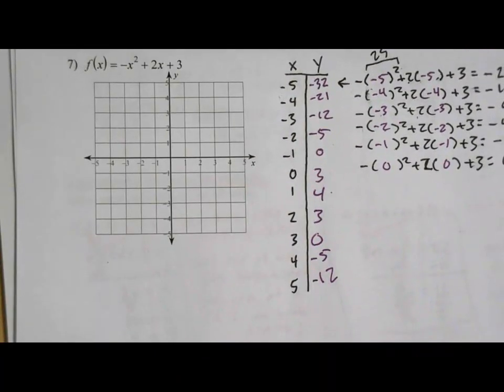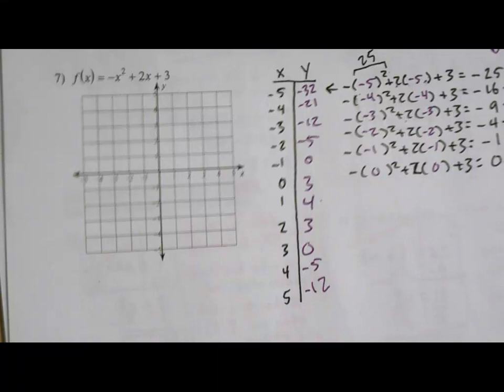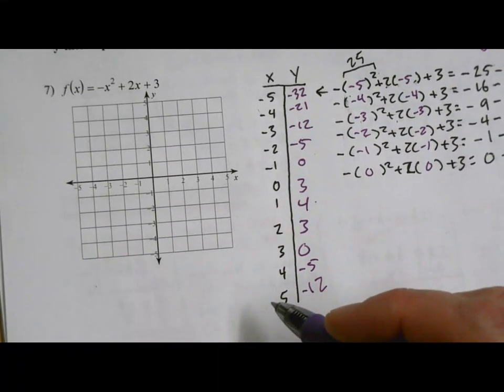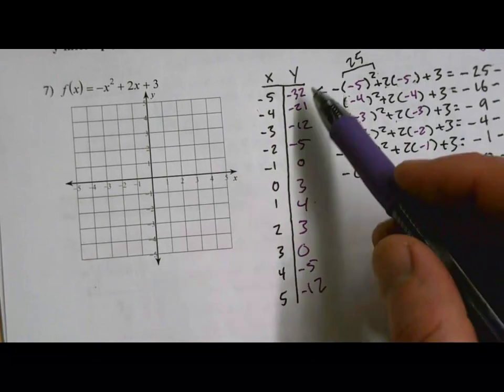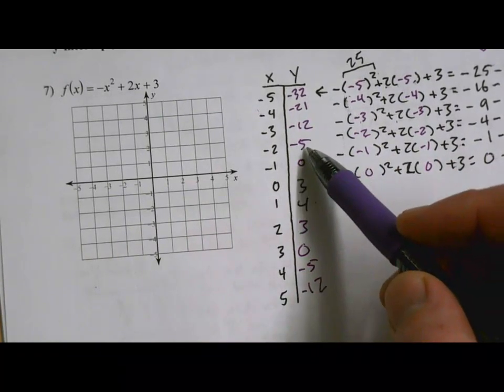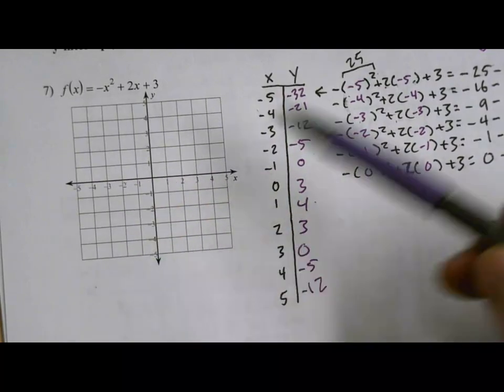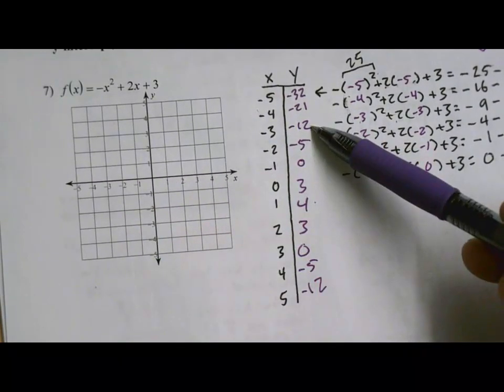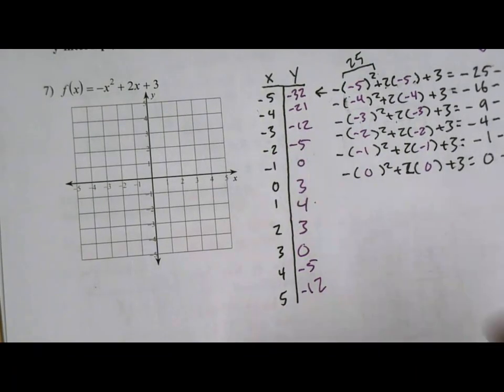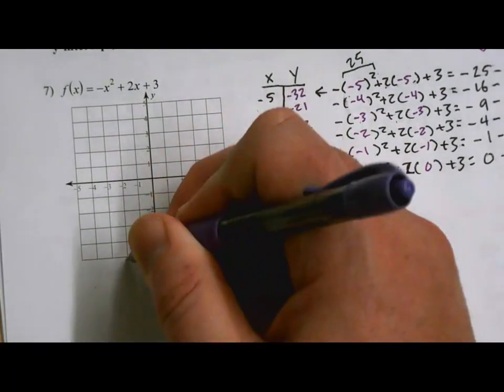From here, we're going to go ahead and graph it. This should be pretty basic. We just want to go ahead and graph these points and connect them with a nice smooth curve. We're not going to be able to graph any of these points because my x and y axis only go out to 5. Like negative 12, negative 21, those are too big. But we can do this one, negative 2 comma negative 5. So negative 2 in the x, negative 5 in the y.